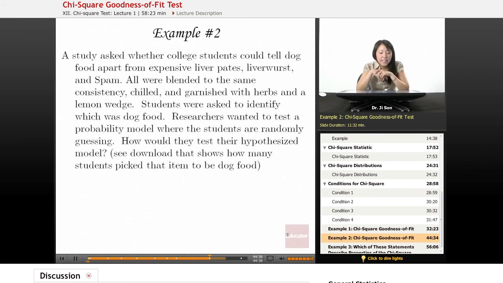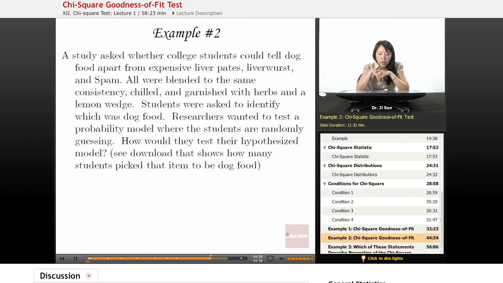Example 2. A study asked whether college students could tell dog food apart from expensive liver pâtés, liverwurst, and Spam. God, I don't even know what liverwurst is. All were blended to the same consistency, chilled, and garnished with herbs and a lemon wedge, just to make it look pretty. Students were asked to identify which was dog food.